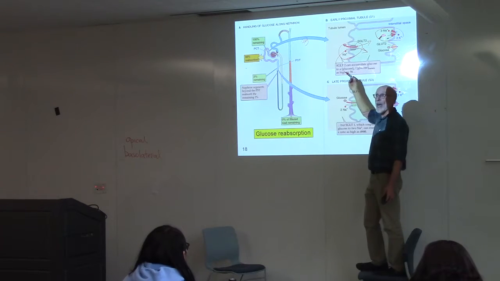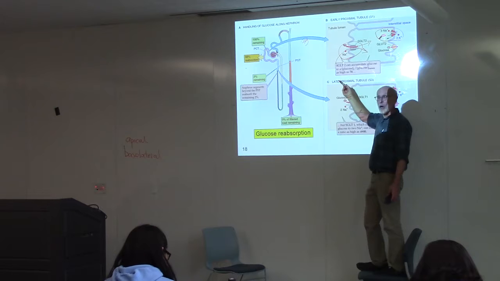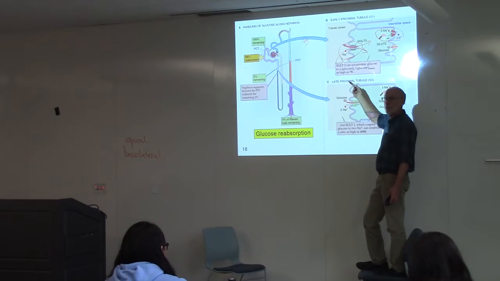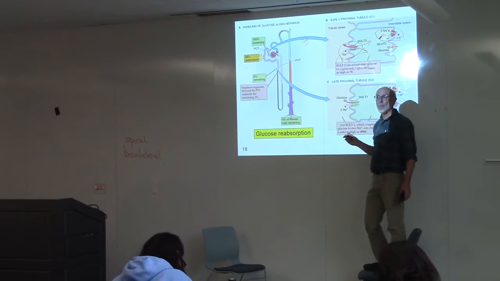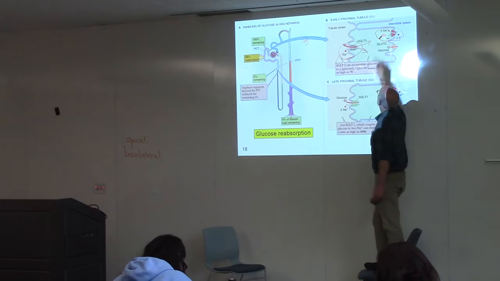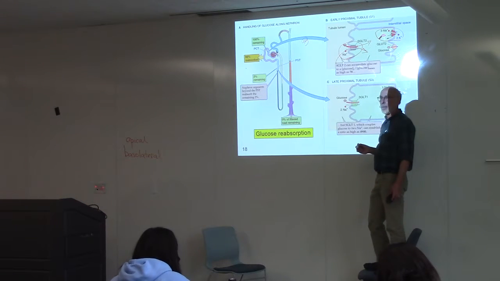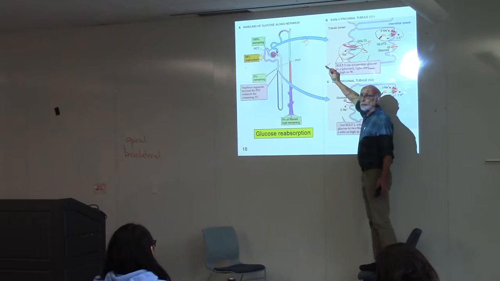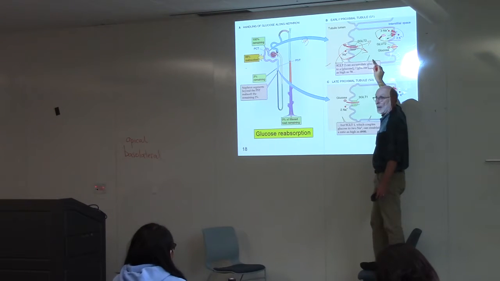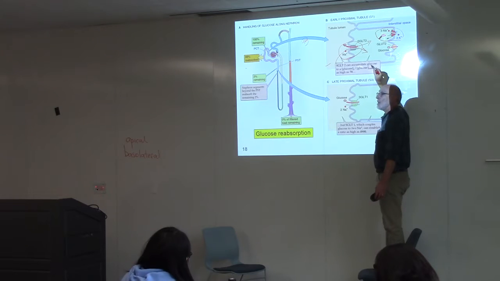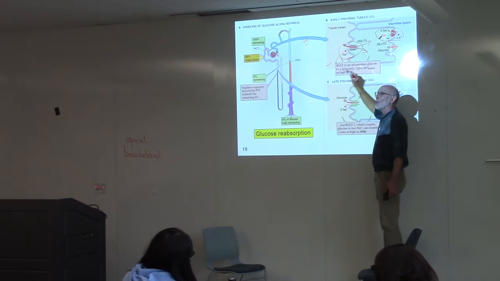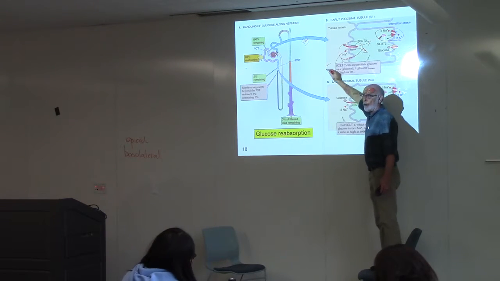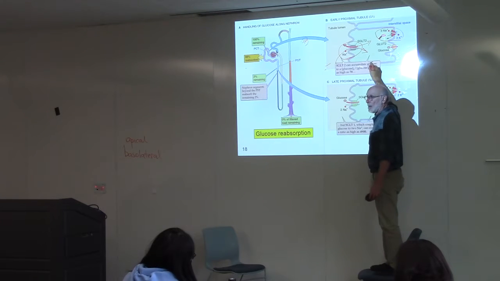This is secondary active transport of glucose, driven by the sodium gradient, which was created by the sodium pump. So we've now gotten sodium from the lumen into the cell. Sorry, we have gotten sodium, but we have also gotten glucose from the lumen into the cell.